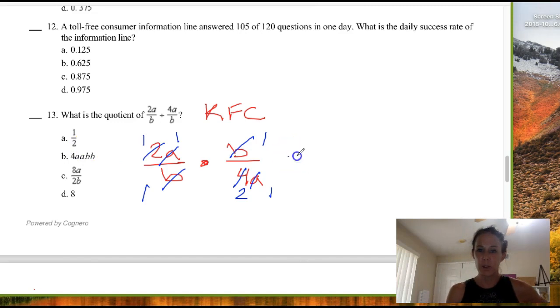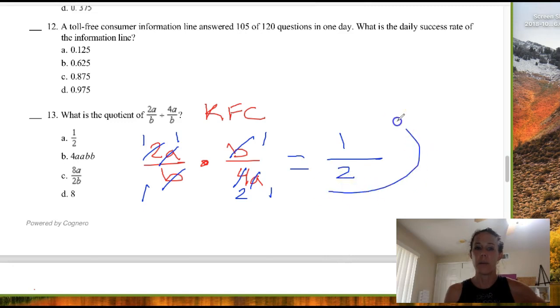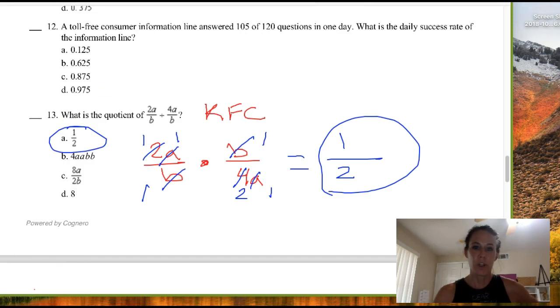Now I multiply straight across the top. 1 times 1 times 1 is 1. Straight across the bottom, 1 times 2 is 2. 2 times 1 is still 2. So I'm going to get 1/2. And that would be A. Keep, flip, change, and then just cross cancel everything that cancels.